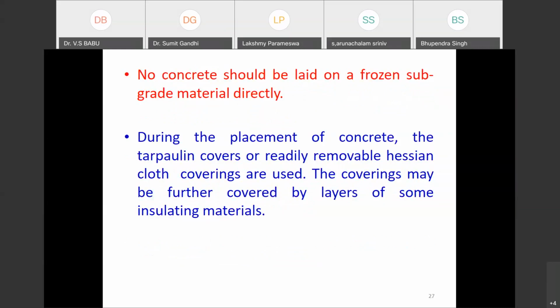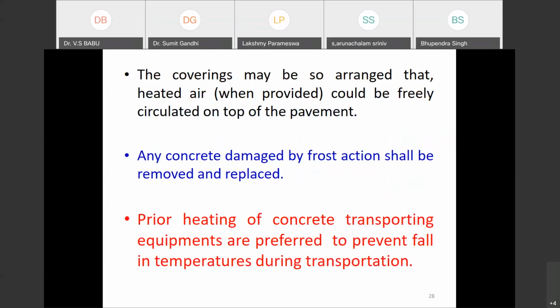You have to take some precautionary measures if you find temperatures of less than 5 degrees, in case of cold weather. During the placement of the concrete, tarpaulin covers that are readily removable, or hessian cloth coverings, must be used. The coverings may be further covered by layers of some insulating material. Next, the coverings may be so arranged that the heated air, when provided, will be circulated on top of the pavement. Any concrete damaged by frost action should be removed as early as possible.